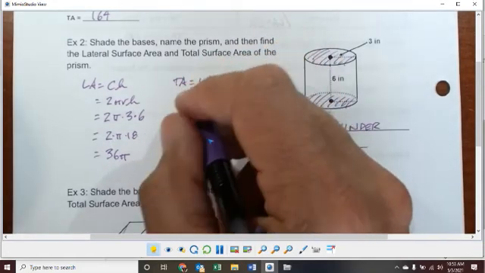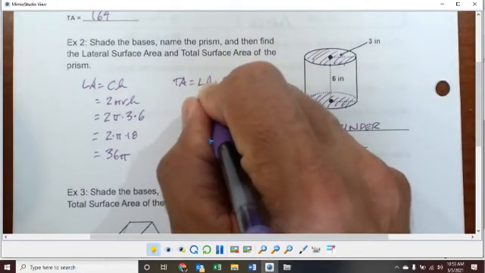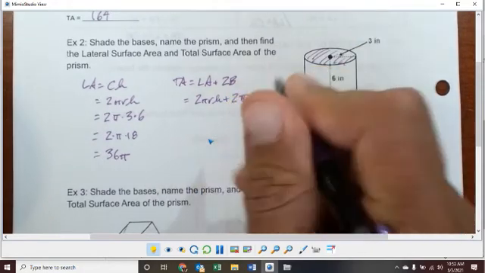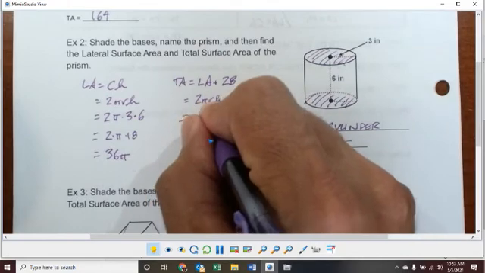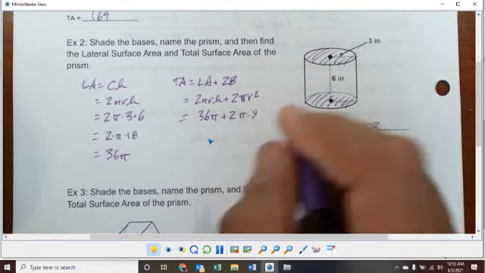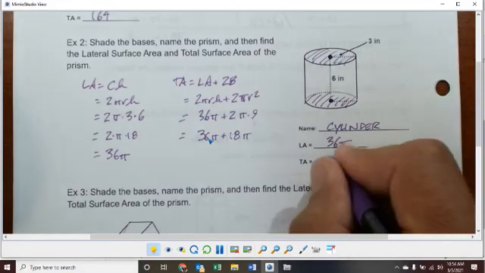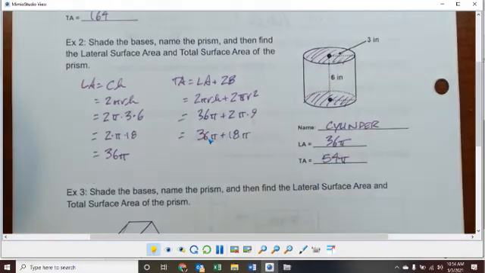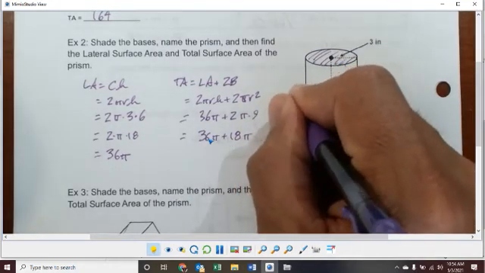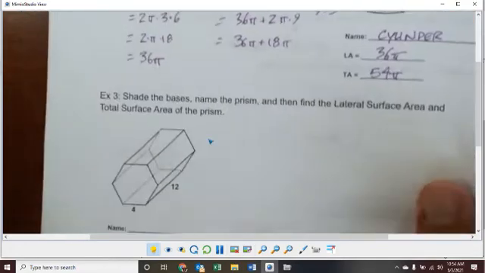Our total area is the lateral area plus 2 times the area of the base. So the overall formula for total surface area of a cylinder is 2 pi r h plus 2 times pi r squared. I already know 2 pi r h is 36 pi. 2 times pi times the radius of 3 squared, which is 9, gives 18 pi. So 36 pi plus 18 pi gives me 54 pi for the total area. Okay, pretty straightforward, I think.